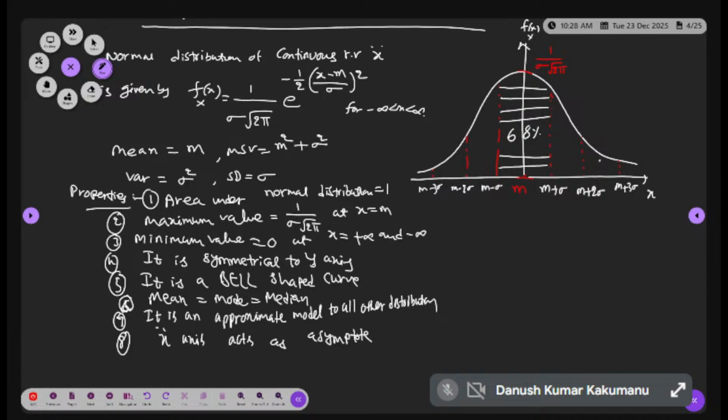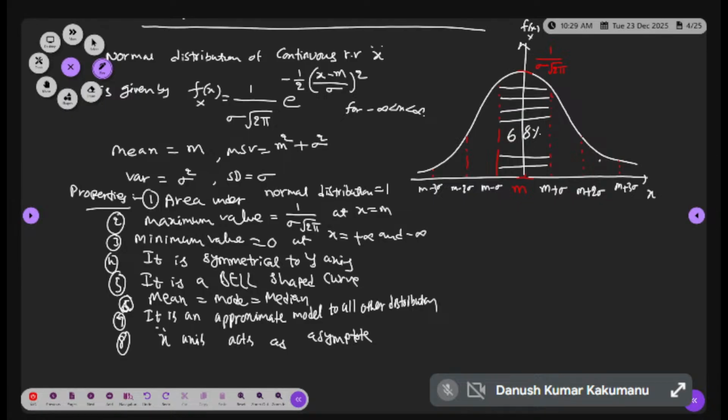What is the asymptote definition? All of you know, asymptote means what? Tangent to the curve at infinity. Asymptote means tangent to the curve at infinity. At the infinity point it touches. Which axis is asymptote to the graph? X-axis is the asymptote. Everybody understanding? No confusion? Yes.